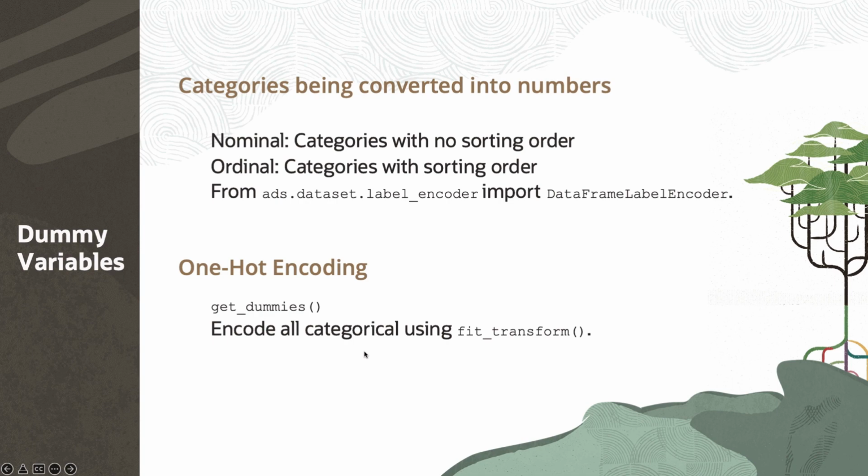One hot encoding takes care of this by transforming one categorical column with n categories into n or n minus 1 columns, which are dummy variables. We can achieve this by defining a function or by using the pandas getDummies function. You can also encode all categorical columns using the fit transform method.